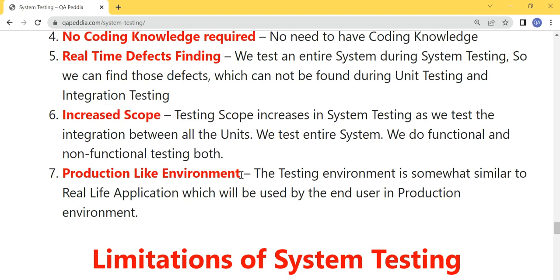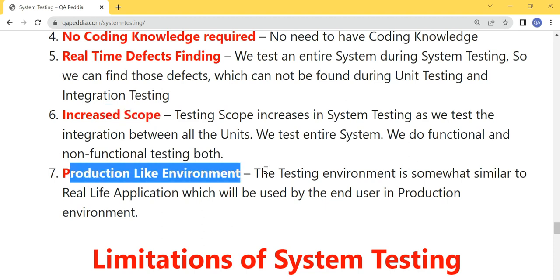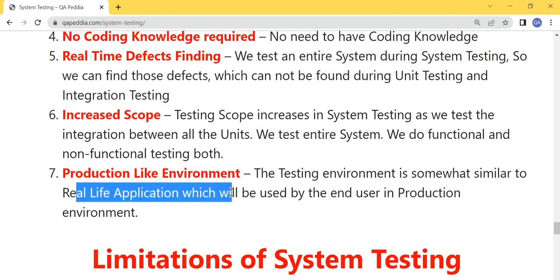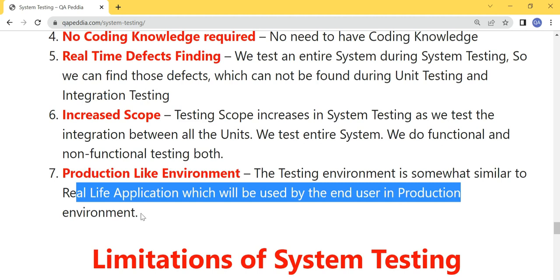Then production-like environment. The testing environment that we use in system testing is somewhat similar to the real-life application which will be used by the end user in the production environment. So these are some advantages, or some importance, of system testing.